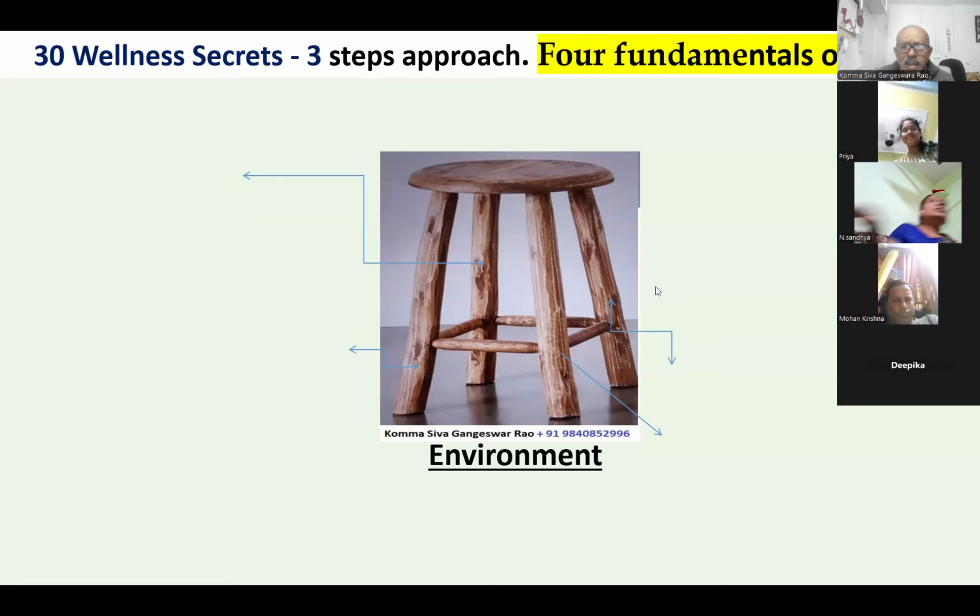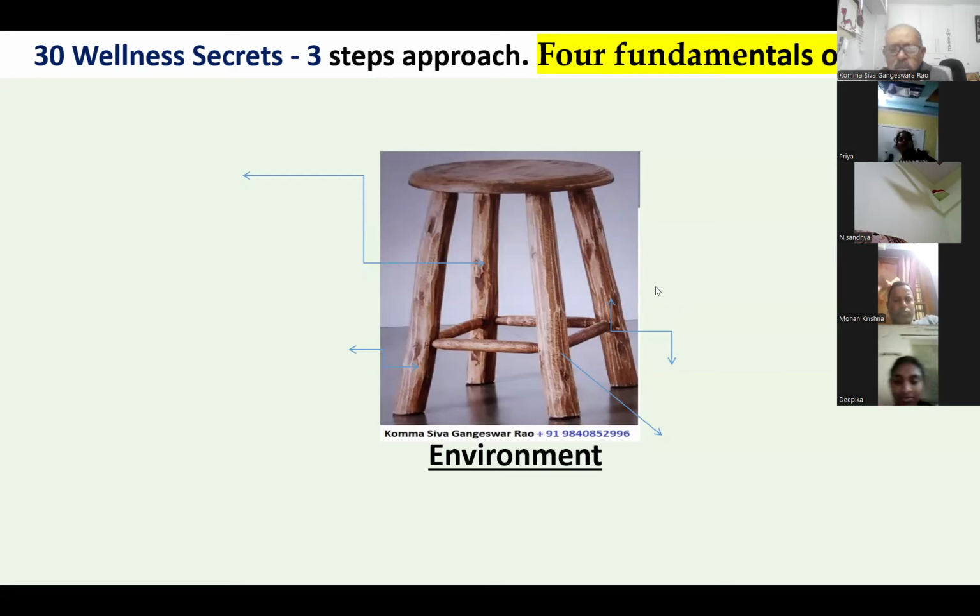Okay, friends, suppose you go to somebody's house as a guest. They tell you, can you help us remove the suitcase from the attic? They give you a stool, a little bigger stool. What will you do?